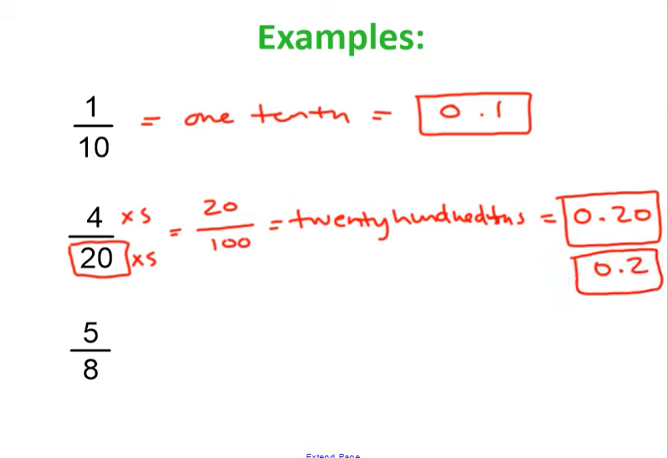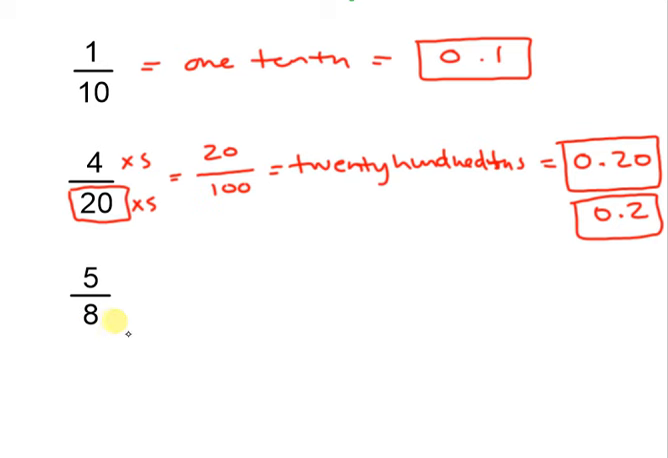Okay, now with 5 over 8, you cannot take 8 and make it into a 10 or 100 or 1,000. It just won't work. So we're going to have to divide. And so we're going to take it and we're going to turn it this way and make it into a division problem. So the 5 is going to go inside the bracket. The 8 is going to go on the outside and we're going to divide. 8 goes into 5 0 times. 0 times 8 is 0. Subtract 5 minus 0 is 5. Put a decimal point, bring it to the roof, add a 0, bring it down.